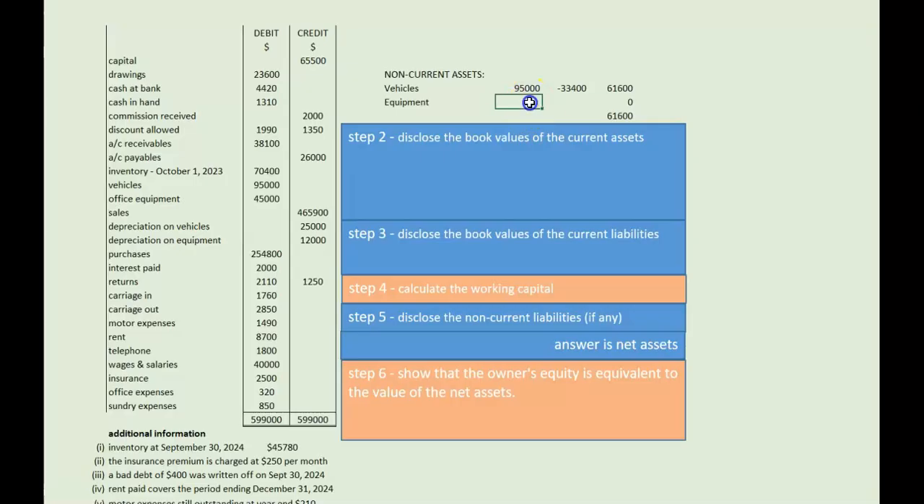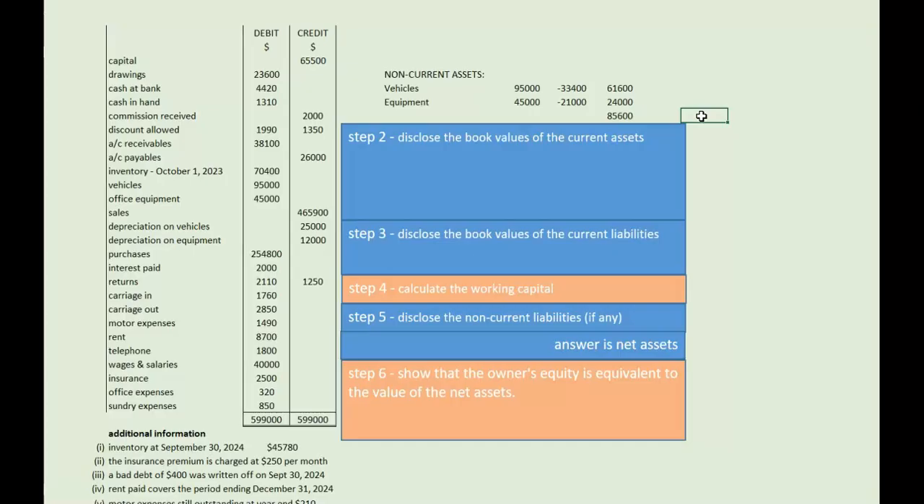And for the equipment, whose cost figure was 45,000, previously we took out 12,000, and this year we took out 9,000 for a total of 21,000. Good, so I have the value of the non-current assets.